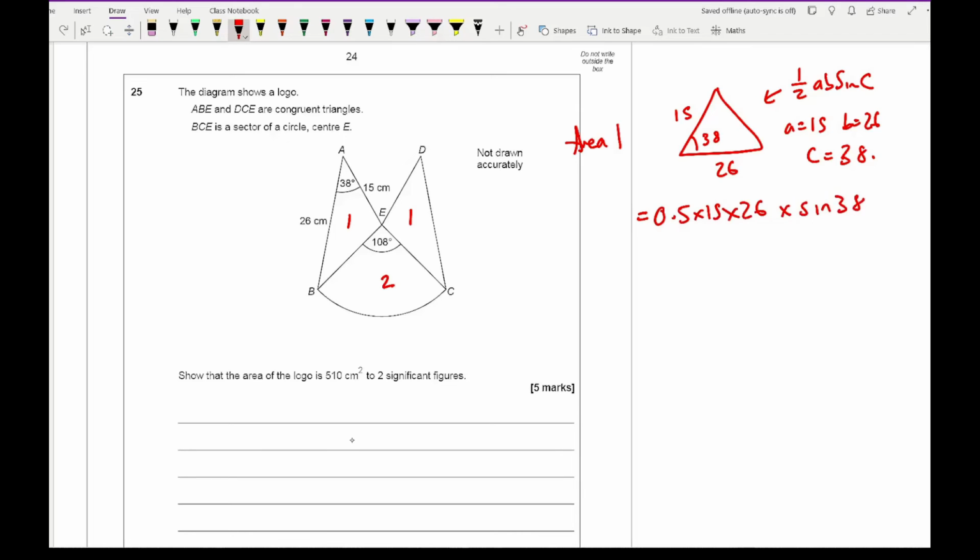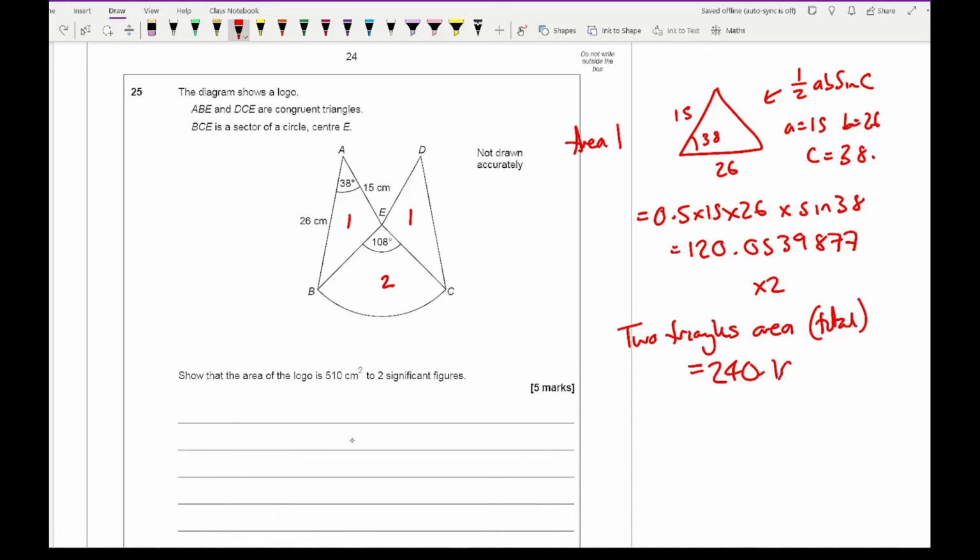I type that into my calculator. I get an answer of 120.0539877. If I multiply that by 2, because I've got 2 of them, the 2 triangles' total area is going to be equal to 240.10774.